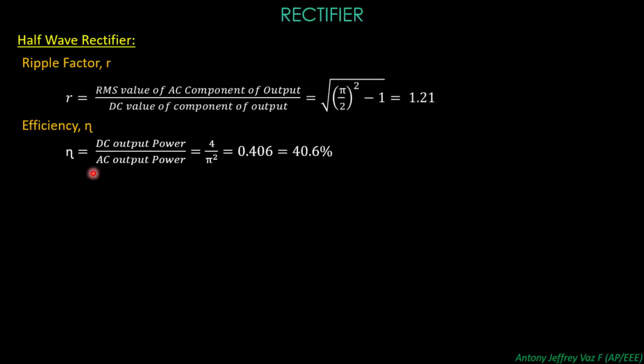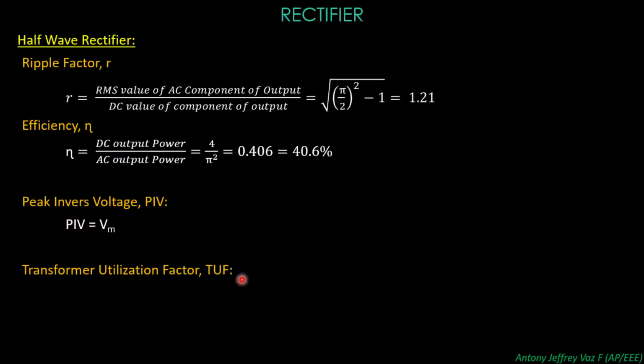And the efficiency of the half-wave rectifier is the output by input. Here the output is DC and the input is AC. So the DC output power divided by the AC input power gives 4 divided by pi squared. So the efficiency is 40.6 percent. And next is the peak inverse voltage. The peak inverse voltage is the maximum reverse voltage applied to the diode. In this case, PIV is Vm, that is the maximum reverse voltage Vm is applied to the diode.